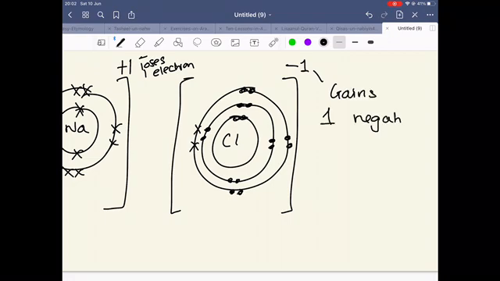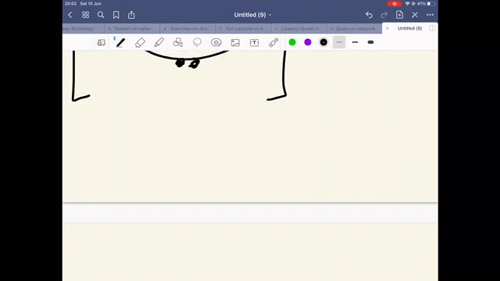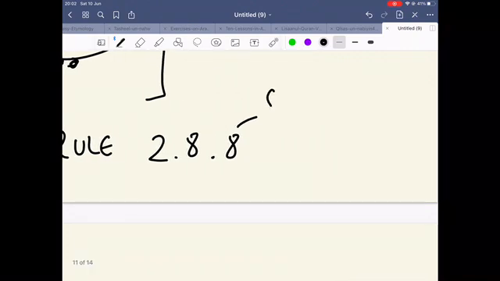For revision, why don't you do another example of ionic bonding? Do sodium oxide, for example. That would be a good one. So sodium oxide. Just remember the rule for drawing electronic configuration: 2, 8, 8. So 8 means that it's full and stable. If the atom does not have 8 electrons in the outer shell, it will react.